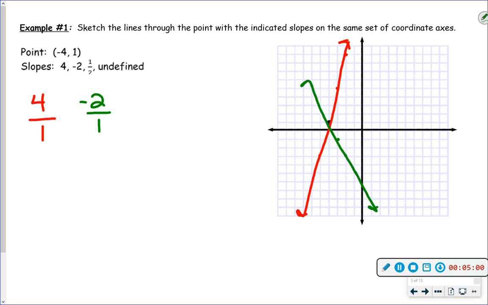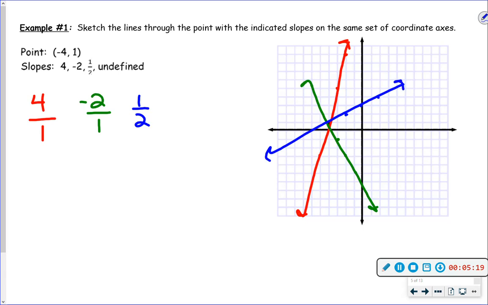1/2, I'm going to do that one in blue. So of course, rise 1, run 2. From our original black dot, which is getting hidden here, I'm going to go up 1, right 2. Up 1, right 2.